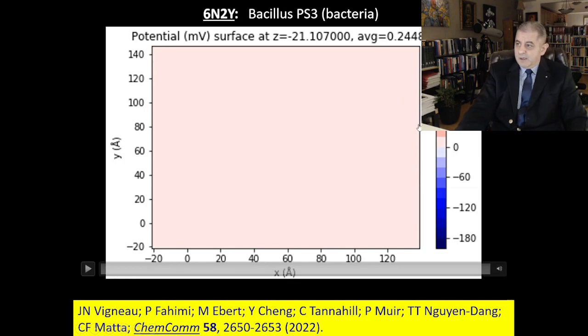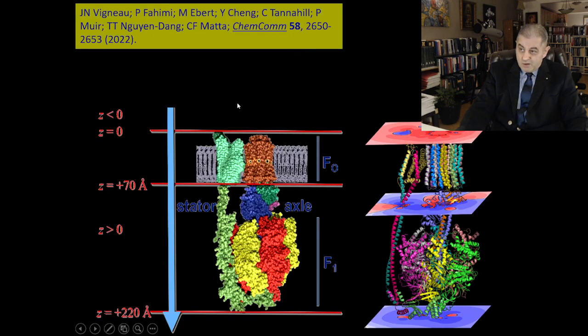So here's the potential surface at position z equal to minus 21 angstrom, which means we are up in the gap between the two membranes. When you reach 0 is here, and when you reach 70, you have just exited from the FO unit to get into the matrix. So these are the two key points, 0 and 70.